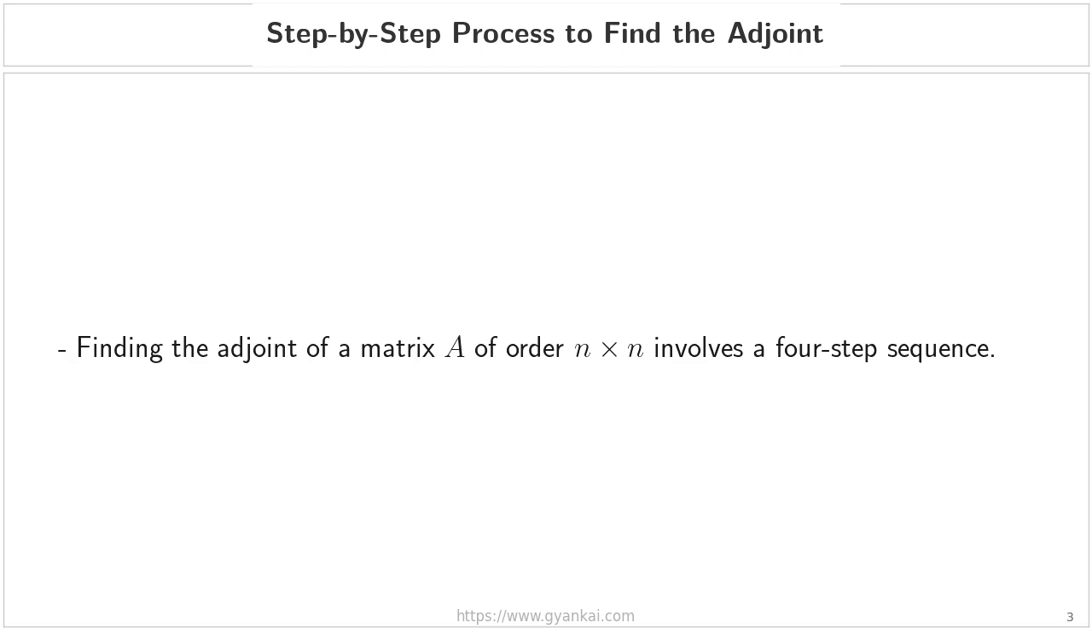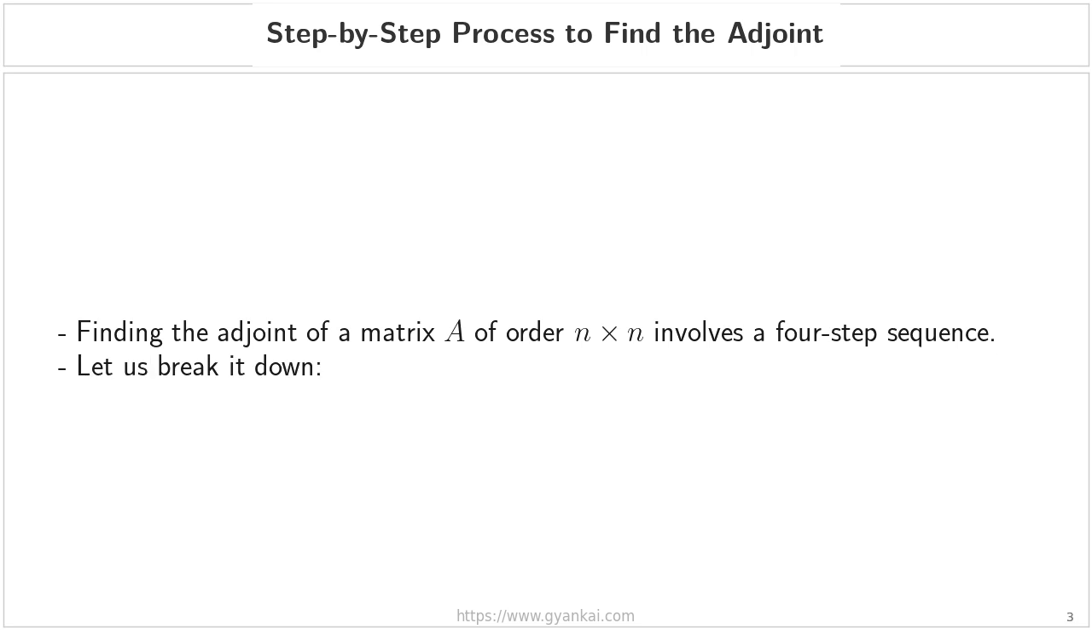Step-by-step process to find the adjoint. Now that we have a conceptual grasp of what the adjoint represents, let's look at the practical application. Finding the adjoint of a matrix A of order n by n involves a specific four-step sequence. It might look a bit daunting at first, but if you follow the steps in order, it becomes quite manageable. So let us break it down step by step.